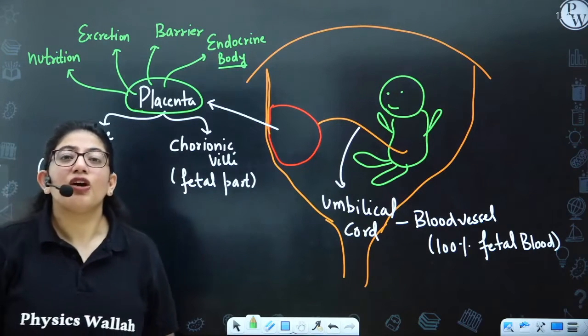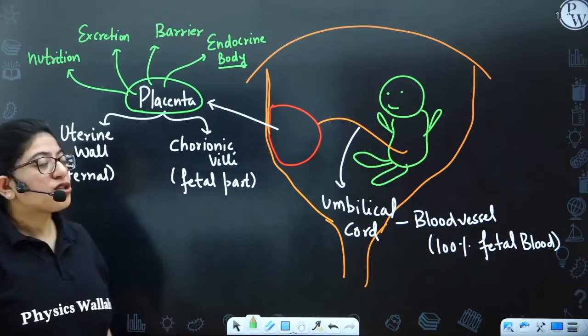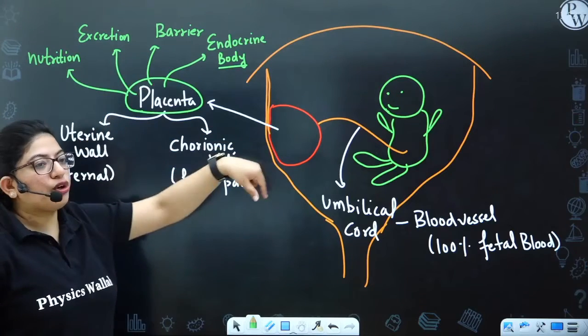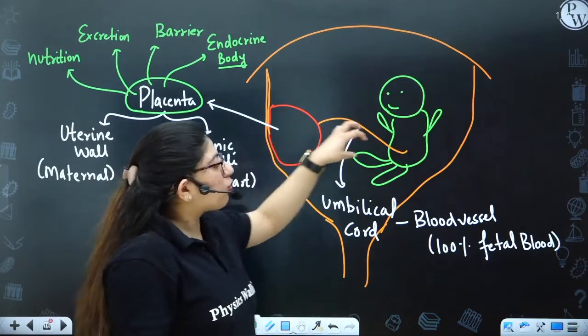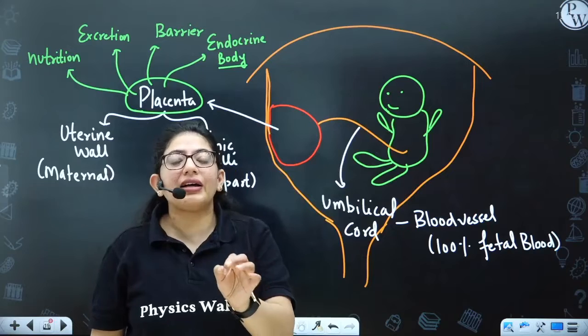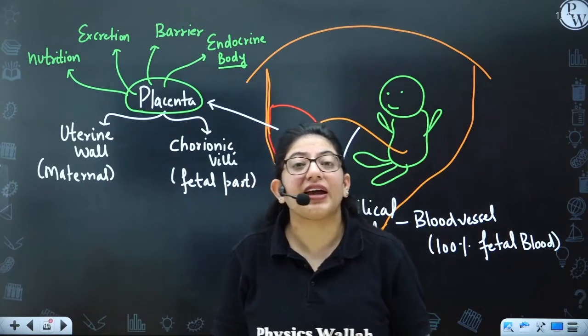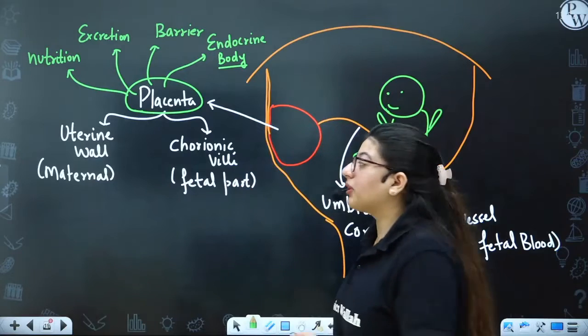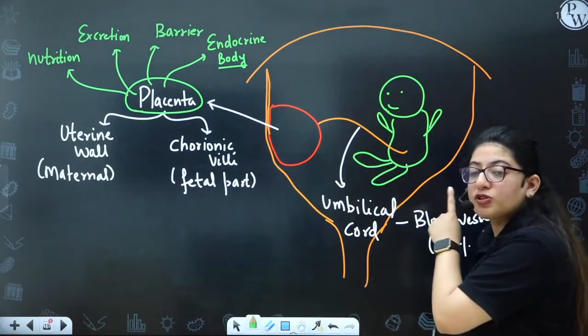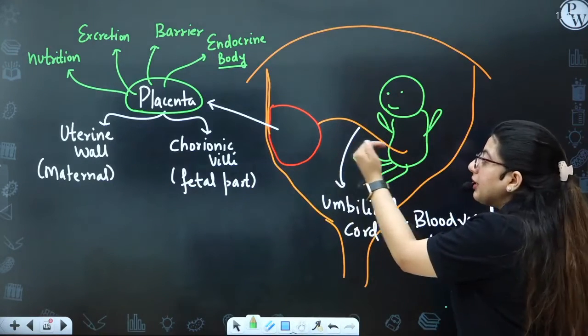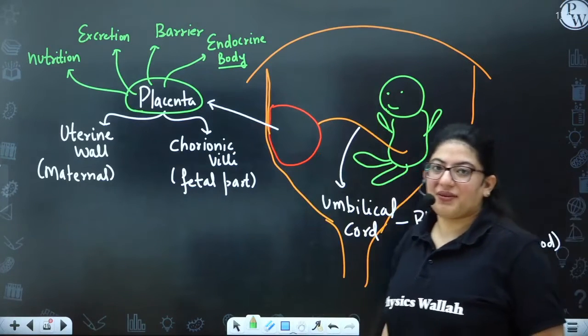So let's see what hormones it can produce. When I told you about the barrier, I said we don't want a lot of microbes or viruses to enter. But again, guys, there are certain viruses that can pass through the placenta, like HIV. If a mother is HIV positive, the fetus can also be HIV positive because it can easily pass through the placenta. All right.